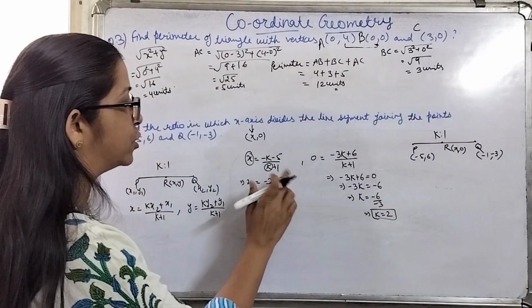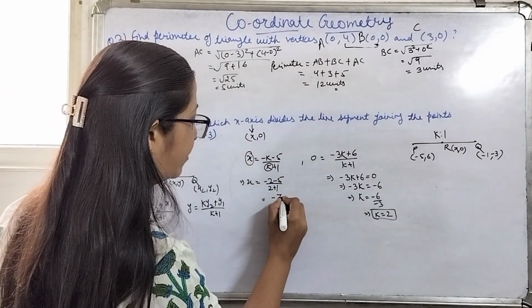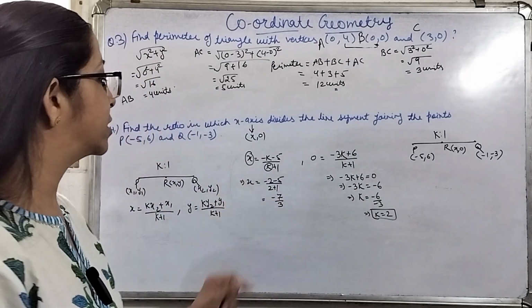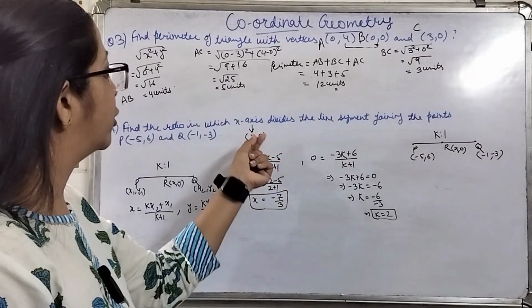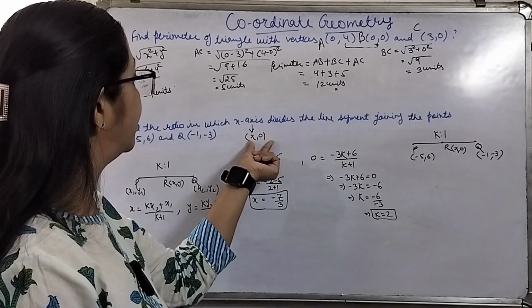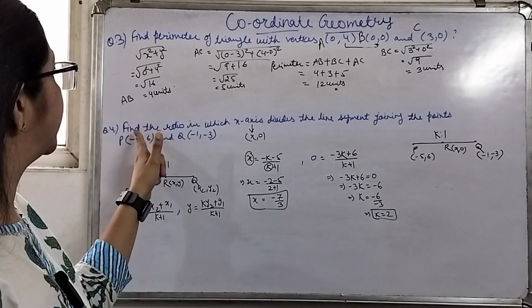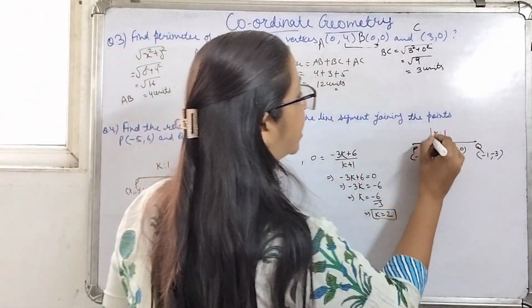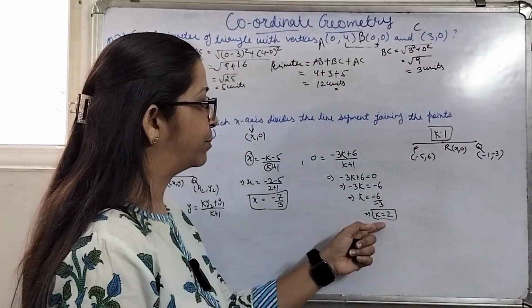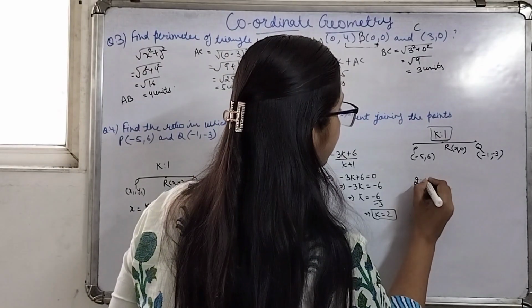That is your -2 minus 5 will become -7 over 3. So this is your x coordinate. X coordinate will be this. Y coordinate we are already having. It is your x, 0. And it was asked to find the ratio in which it is dividing. And the ratio is your k:1. That simply means ratio is your 2:1.